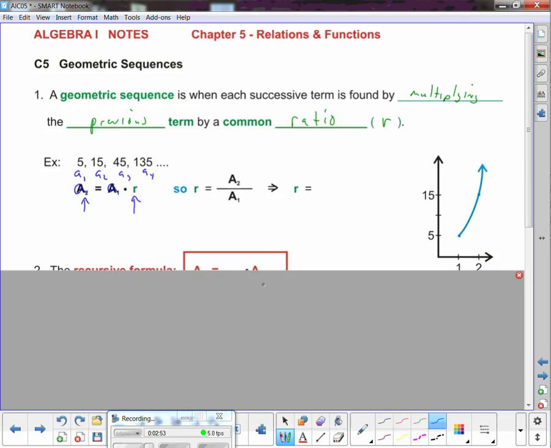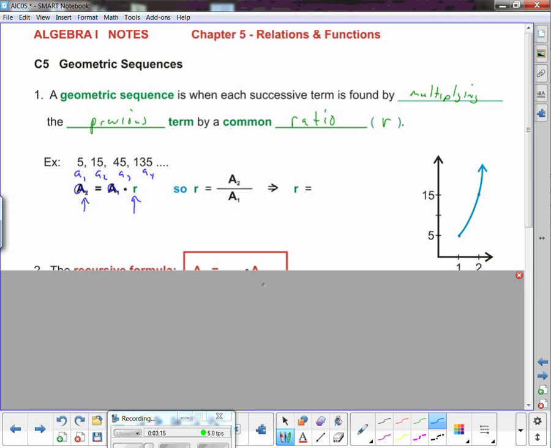So how could you find r? Take the second term and divide it by the first. Or take the 10th, divide it by the 9th. Take the 50th, divide it by the 49th. Take the 4th, divide it by the 3rd, et cetera. You can figure out that common ratio.